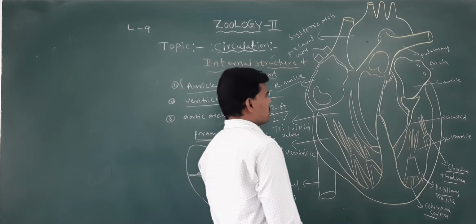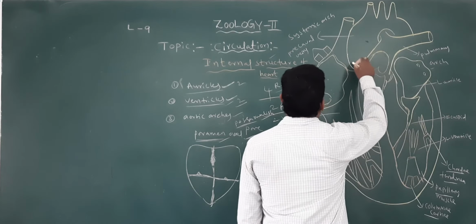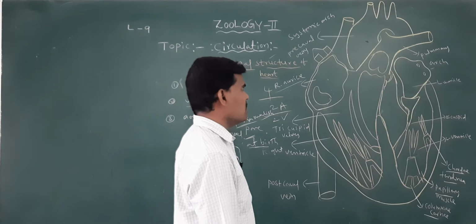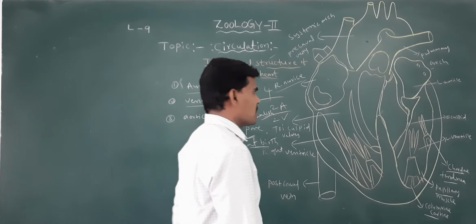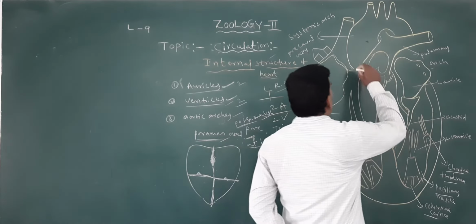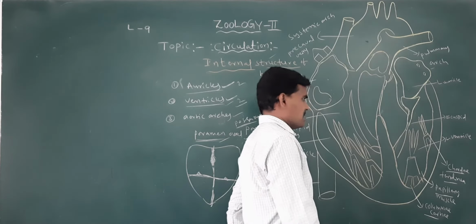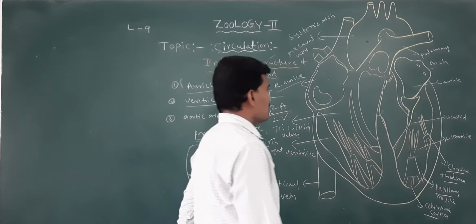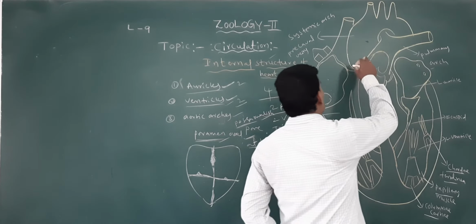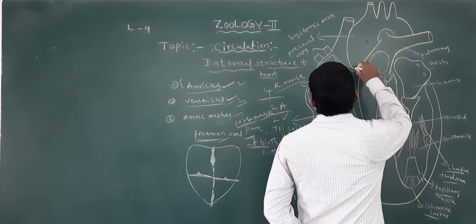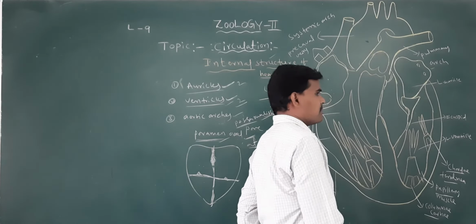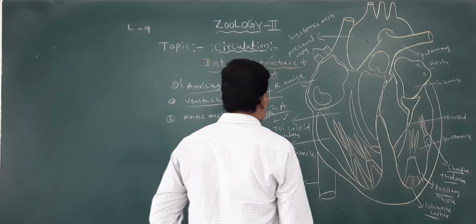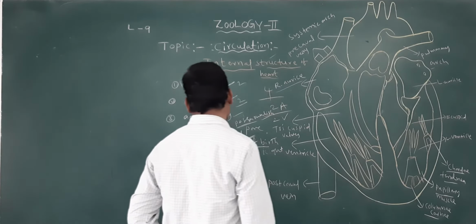At the same time the pulmonary arch and systemic arch open. They are guarded by semicircular valves at the base of the systemic arch and pulmonary arch, and these open.